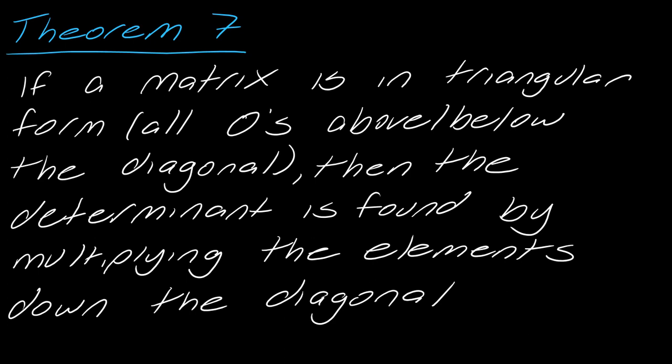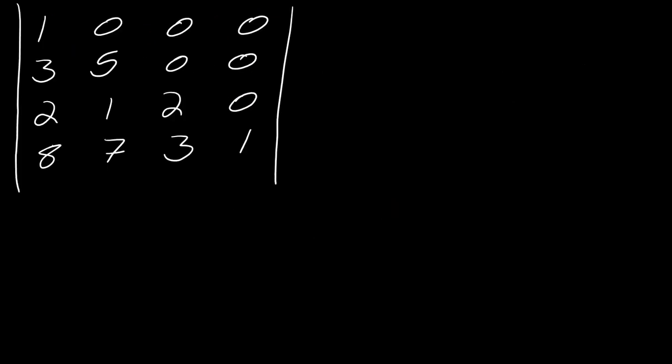Okay, and finally, the last theorem we have is: if a matrix is in triangular form, which means that you have all zeros either above or below the diagonal, I'll show you what that means in a second, then the determinant is found by multiplying the elements down the diagonal. So here's triangular form. You've got numbers down the diagonal, and then from that diagonal, you have all zeros either above or below. So it's like you have a triangle of zeros. That's the way I remember it.